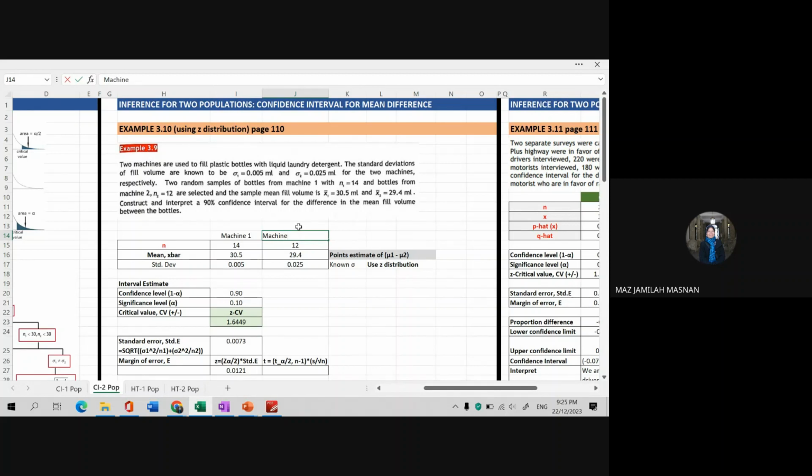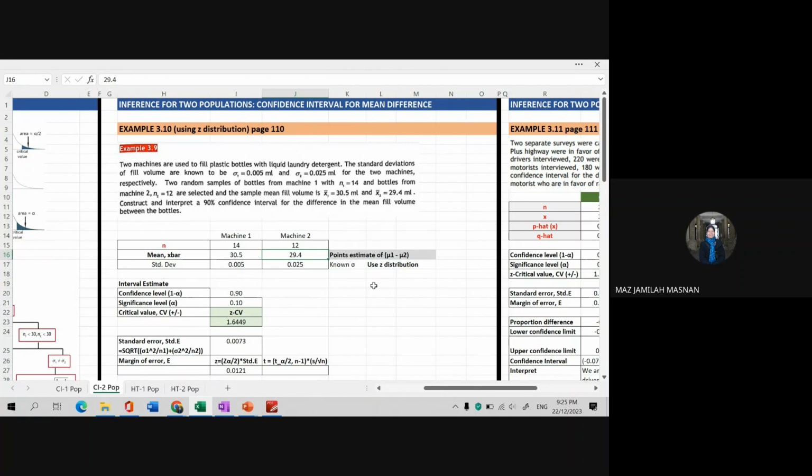So you can update your Excel, because I put population 1 and population 2, or you can just remain population 1 and population 2. Now from machine 1, the sample size is 14. From machine 2, the sample size is 12. From machine 1, the mean is 30.5 milliliter, and for machine 2 it is 29.4 milliliter. And the given standard deviation for machine 1 is 0.05 and machine 2 is 0.025.